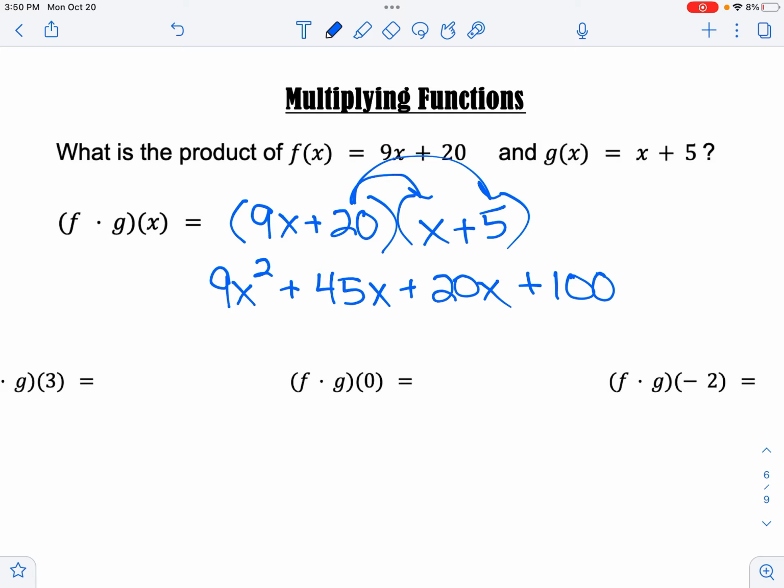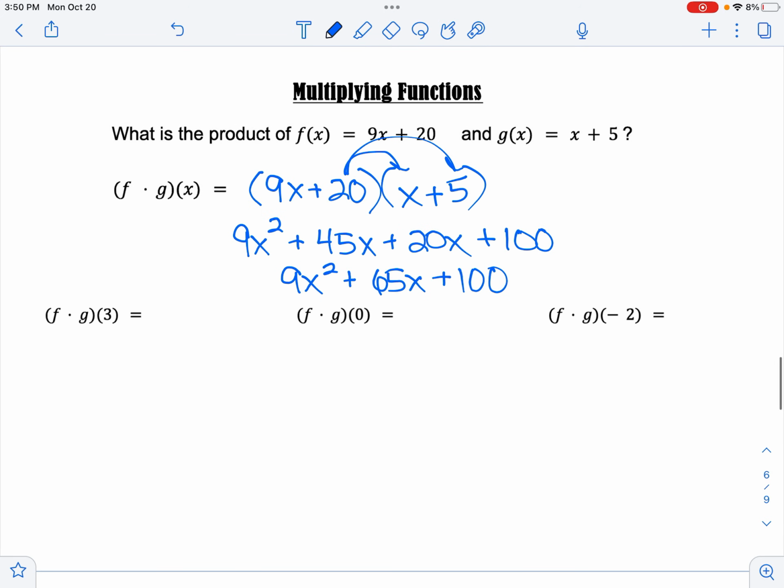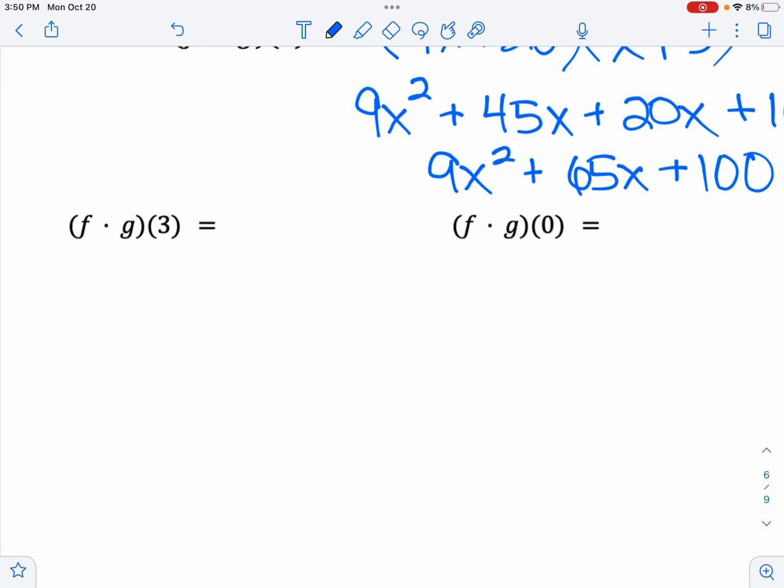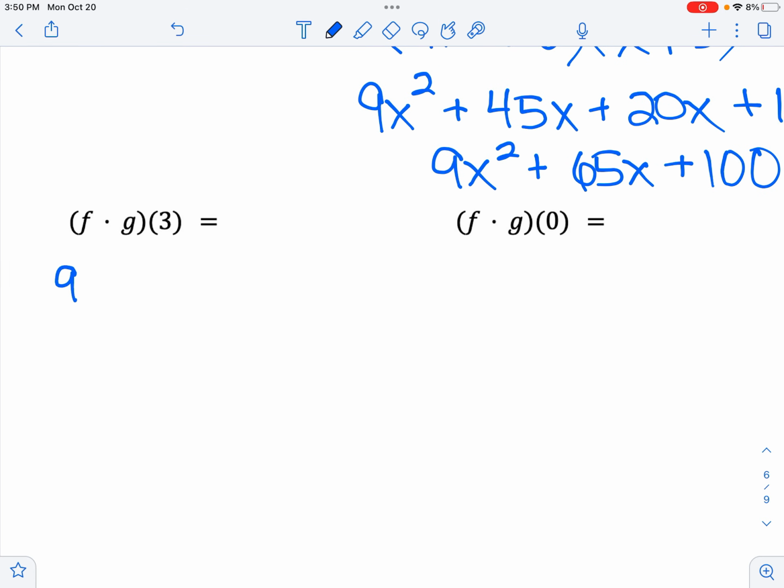Okay, now I'm going to simplify. So these two middle terms here I got to put together. So my answer here would be 9x squared plus 65x plus 100. So we're going to have a little bit bigger values here when we do this. So we put a 3 in to this function. 9 times 3 squared plus 65 times 3 plus 100.